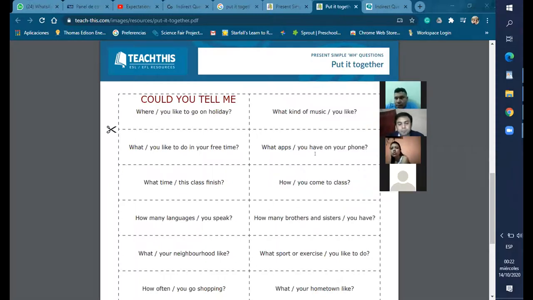Raul, I'm going to ask you a question right now, okay? So I'm going to say, could you tell me, this is easy, guys. Could you tell me what kind of music you like? I like rock music and instrumental music. Very good. Okay, let's try one more, Esther. Esther, could you tell me what you like to do in your free time? I like to go to the beach in my free time. Very good. Very simple, right? Every question, please start it with, could you tell me, okay?